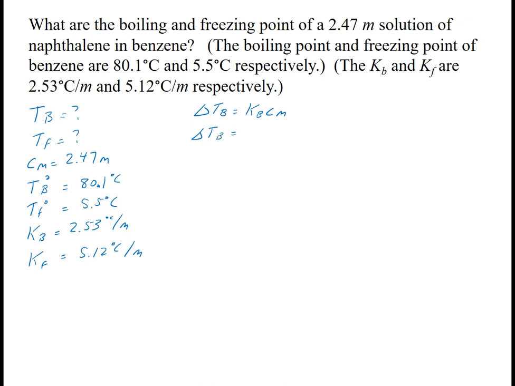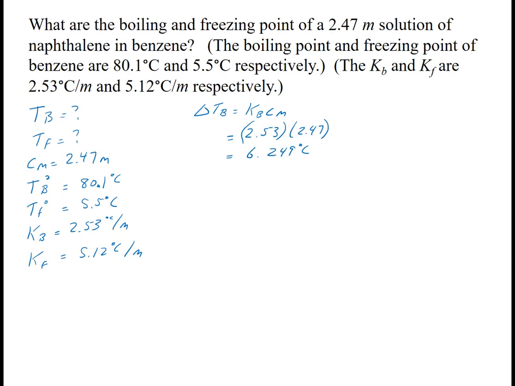and that was the boiling point of the solution, which, oh, I'm sorry, I'm supposed to find that. Never mind. Sorry, going the wrong way here. Okay, so I'm finding delta TB. So KB was 2.53. The molality was 2.47. And so that gave me 6.249 degrees C. Okay, so boiling point is raised.